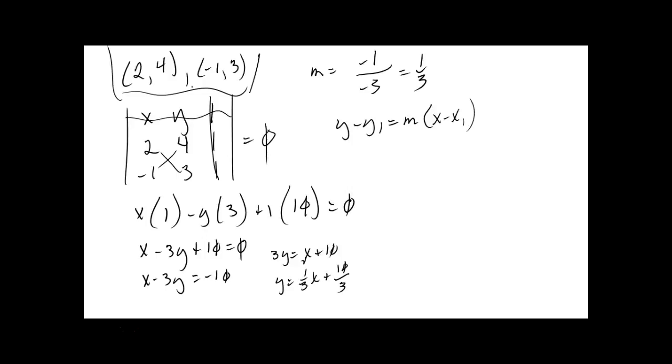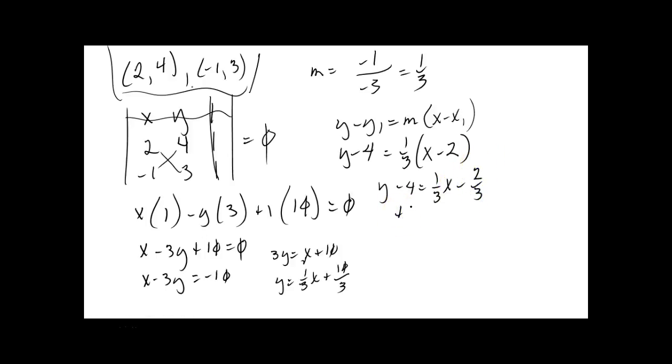So that's pretty easy. Now, you choose which point, I don't care. Which point you want to use. Either one. 2, 4. So that'll be y minus 4, right, is equal to 1/3 times x minus 2, okay? Now let's see what that gives us. Y minus 4 is equal to 1/3 x minus 2/3, okay?